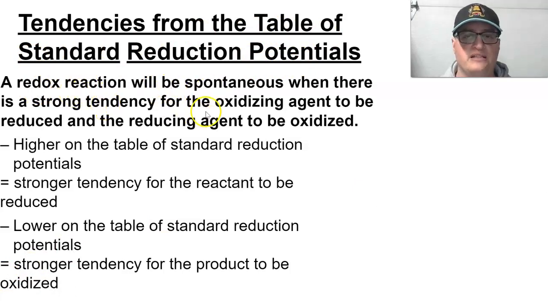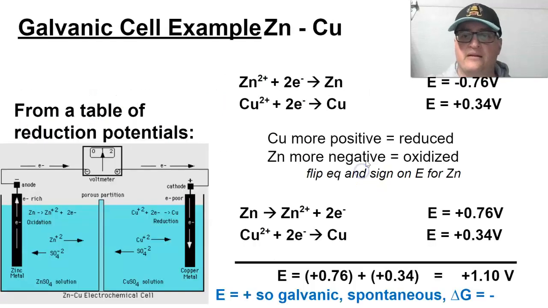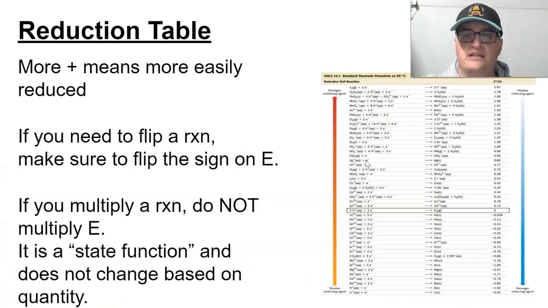When we're looking at that table of standard reduction potentials, the redox reaction will be spontaneous when there's a strong tendency for the oxidizing agent to be reduced and the reducing agent to be oxidized. So let's take a look back at that list here. These are strong oxidizing agents that are going to get reduced. These are strong reducing agents that are going to get oxidized.